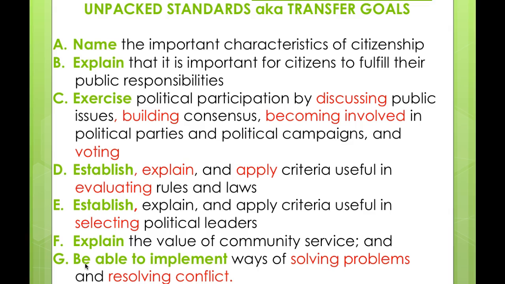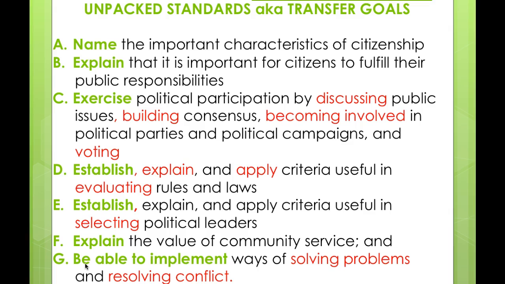So looking back at our citizenship standards, we now have them stated in transfer goal form. So now they're transfer goals. Name the important characteristic of citizenship. Explain that it's important for citizens to fulfill their public responsibilities. Establish, explain, apply criteria useful in evaluating rules and laws. And so you can see that all these have an active verb in them now.